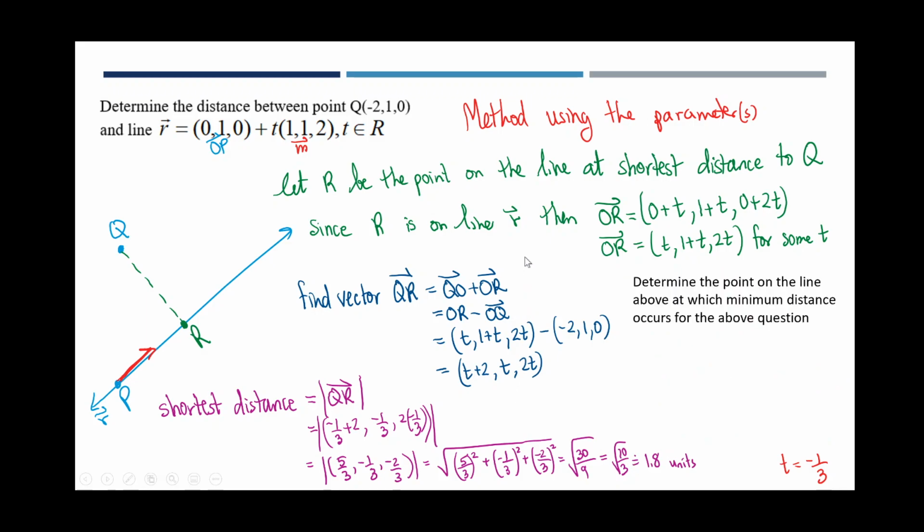The reason why I like this method better is because if there is another question that asks to find the point at shortest distance, then this is going to be very easy to do, because all you have to do is plug in this -1/3 value of t into the position vector OR, and that will give us the point R. You do have to restate this. Just because you found the vector, you cannot just say this is equal to point R, because a vector and a point are not equal to each other. The notation looks the same, but they are not equal. So please restate it at the end.